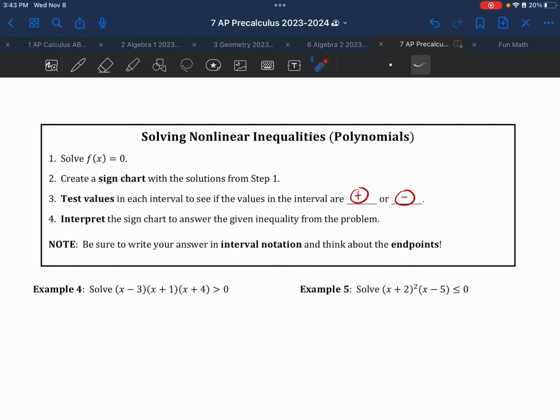Okay, and it also has this cool note down here. Be sure to write your answer in interval notation and think about endpoints. So not inequality notation, but interval notation.